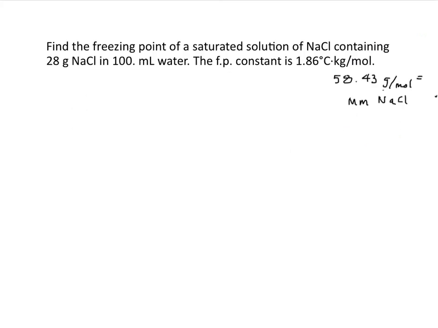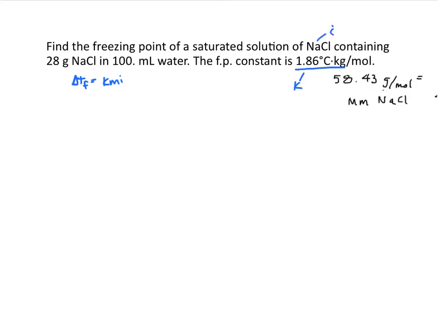Okay, so in this problem here, they want us to find the freezing point of a saturated solution of sodium chloride containing 28 grams of sodium chloride in 100 milliliters of water. And they told us that the freezing point constant, or our K value, is 1.86 degrees C times kilogram per mole. Okay, so we know we're going to be using this delta T equals K m i. We have our K value. Okay, we have the information that we need to calculate i.